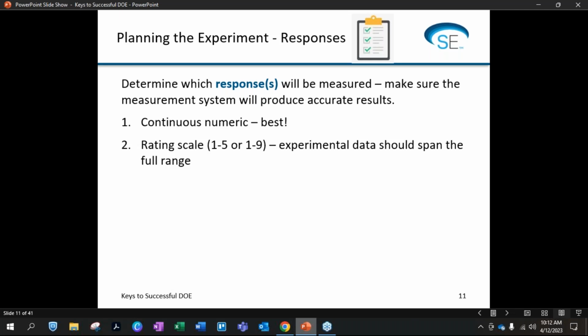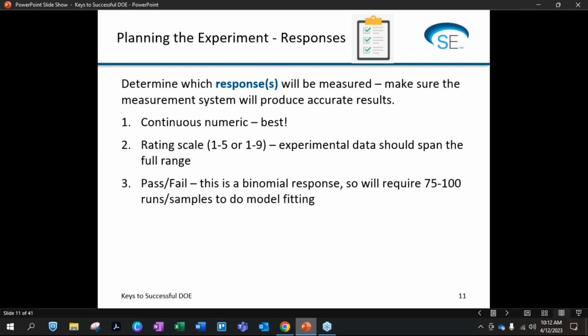Now, let's say you don't have a continuous scale. Then my next choice would be to build a rating system. You can do a 1 to 5 scale or a 1 to 9 scale that represents the range of your data so that you get things that score 1 and you get things that score 5. You don't want to create a rating scale and then only use the 1s and 2s. That isn't going to be effective for modeling, and that actually falls into the pass-fail or any type of binomial response.